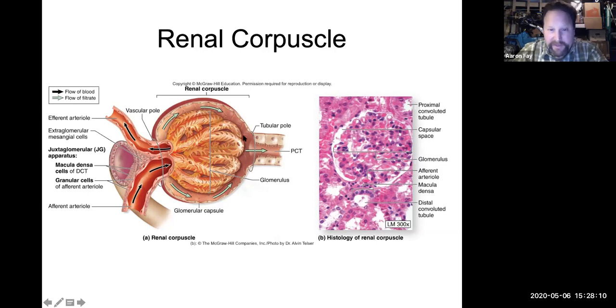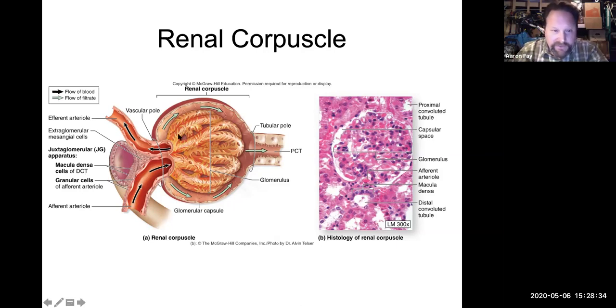That filtrate will then flow into the PCT, reabsorb what you want. Then it goes to the nephron loop. Then it swings back around to the distal convoluted tubule, where those macula densa cells can take a look. Is the filtrate too concentrated? Is it not concentrated enough? And then those macula densa cells can tell the granular cells more blood or less blood.